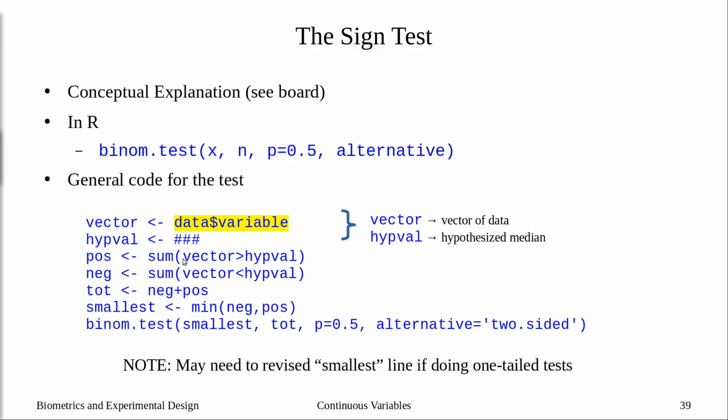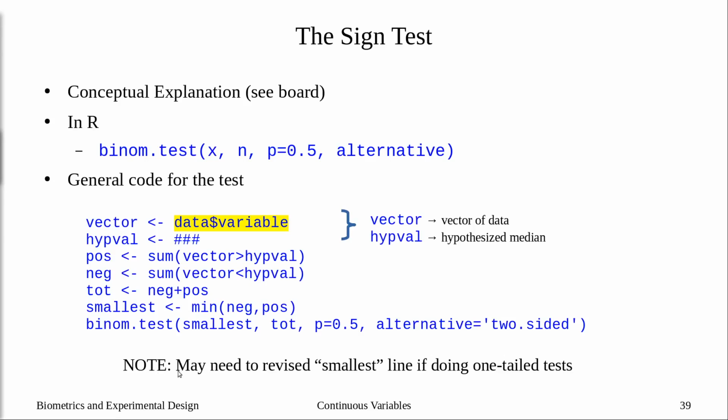and then it goes through a series where it figures out how many values exceed our hypothesized value and saves it. It figures out how many of our values are less than the hypothesized value and saves it. Figures out how many total values we have, again excluding all of the ones that equal our hypothesized value. And then what it does is it takes the smaller of those two values and passes it on to this binom.test so that we can generate a p-value that we would then report.